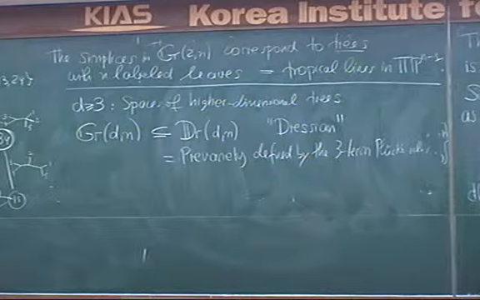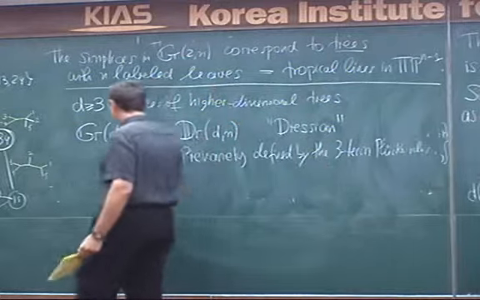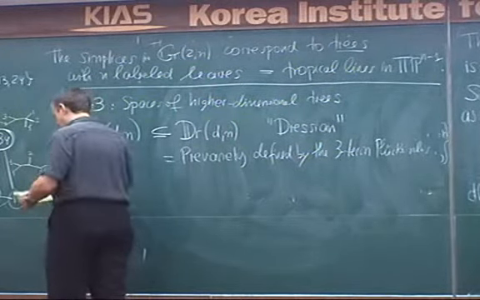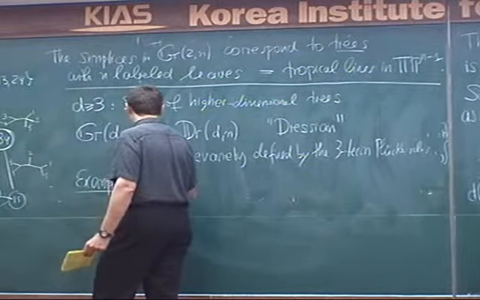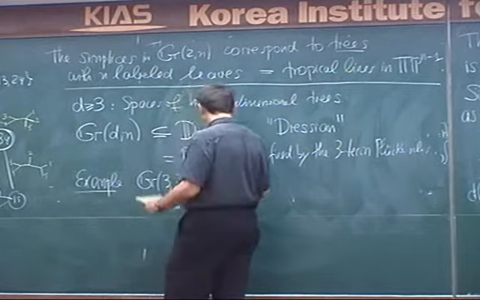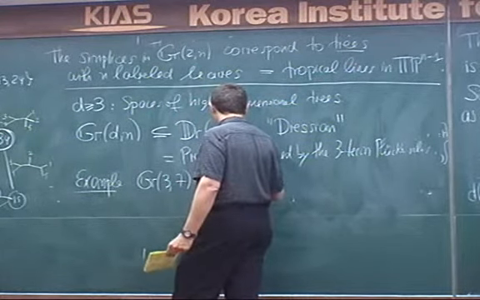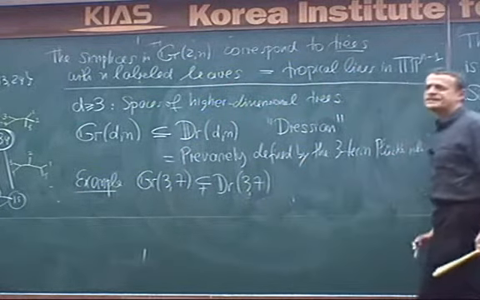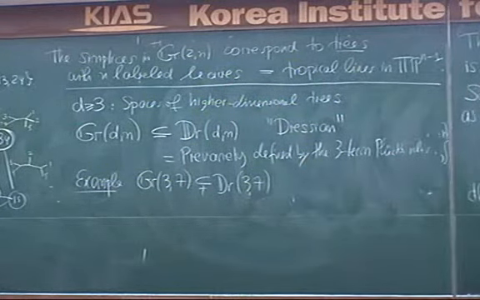In Dress's language, this is the set of matroid valuations, valuated matroids. In general, these two are not the same. So here's an example that they're not the same. I claim the Grassmannian 3,7 is not the same as the Dressian 3,7. Let me assume for a moment that my field K has characteristic 0.